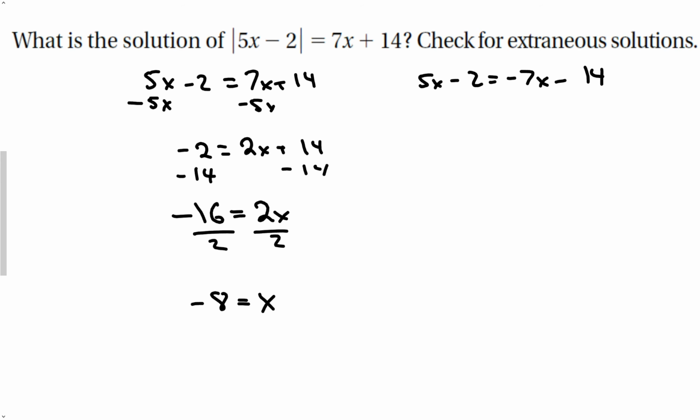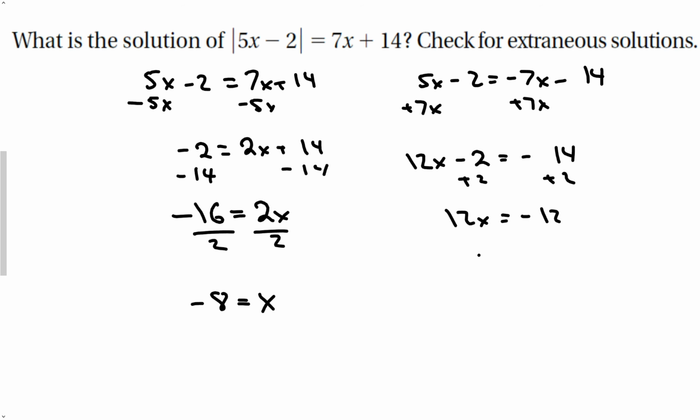Okay, so we could check it now, but I'd rather get both answers first. Let's add 7x to both sides. So that's 12x minus 2 is equal to negative 14. Add the 2. 12x is equal to negative 12. So x is equal to negative 1.